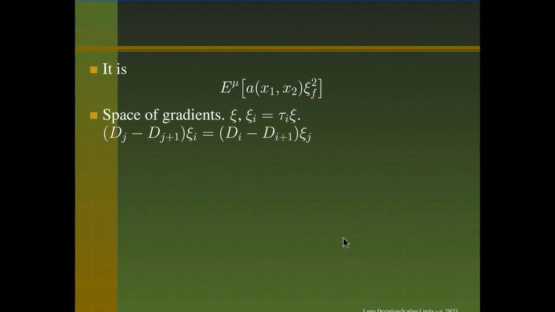And they have some consistency properties because the derivatives commute. And d_i minus d_{i+1} applied to psi_j is the same as d_j minus d_{j+1} applied to psi_i. And you can ask the question, what if I consider functions psi in L2 which have all these required properties?